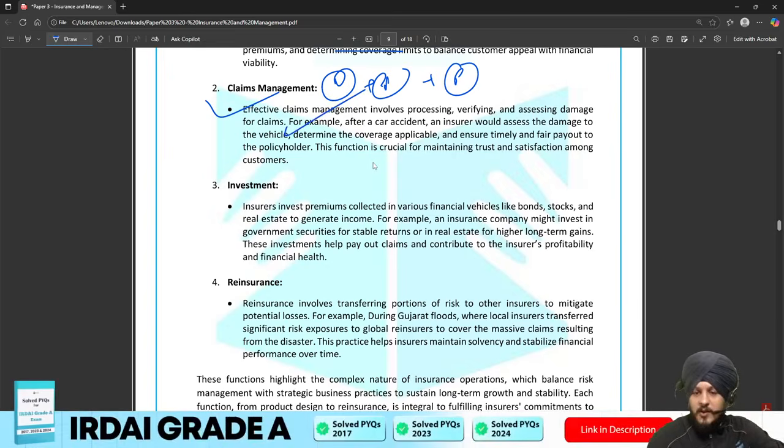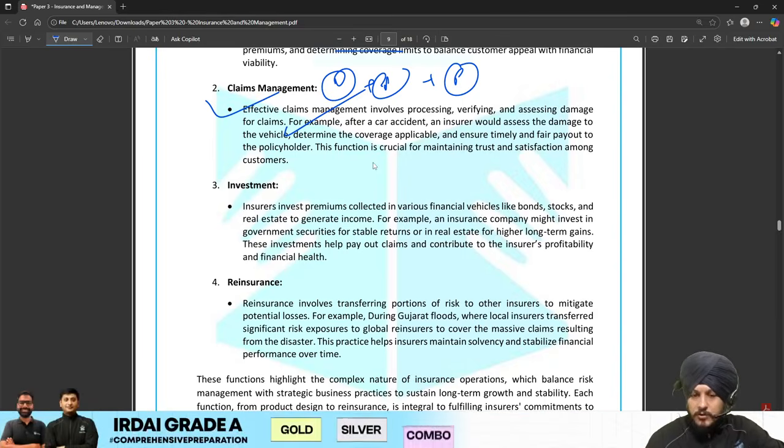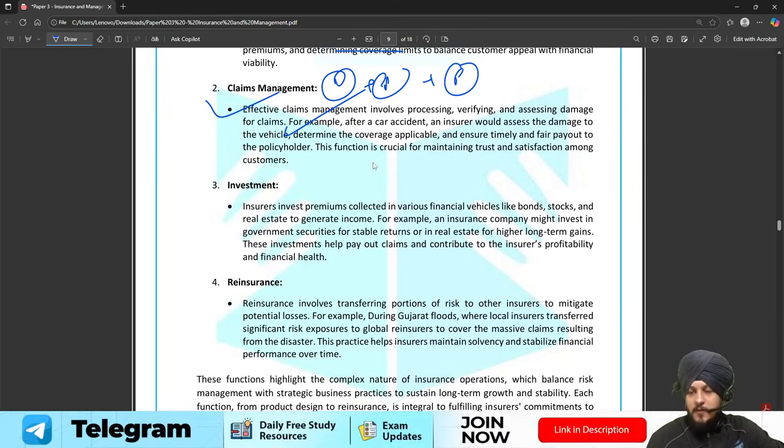For example, after a car accident, an insurer would assess the damage that has happened. It is going to determine the coverage that is applicable, and it will ensure timely and fair payout also with respect to the policy holder, right?